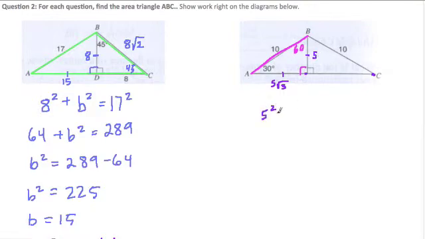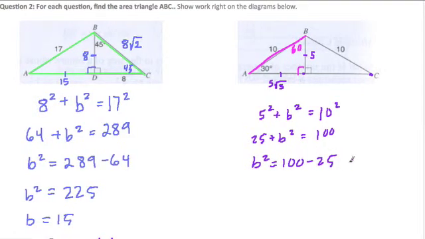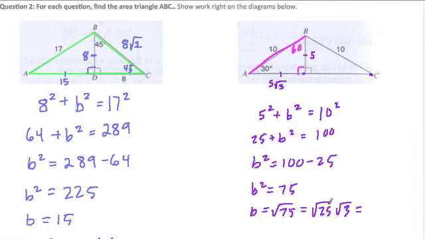So again, we can use the Pythagorean theorem. 5 squared plus b squared equals 10 squared. And that gives us 100, right? 25 plus b squared equals 100. So b squared is equal to 100 minus 25, right? And this just means that b squared equals 75, and b equals the square root of 75, which we can break down. That equals radical 25 times radical 3, which equals, well, the square root of 25 is just 5, so 5 radical 3. So that's this segment over here.